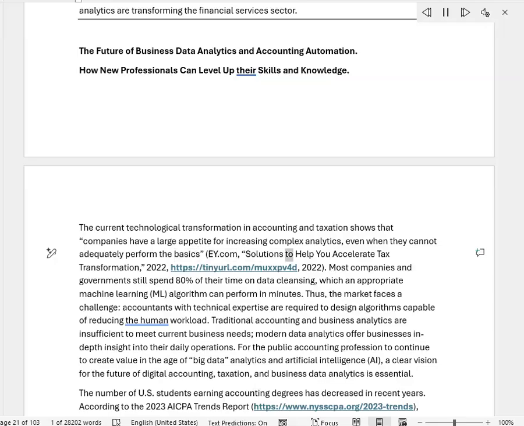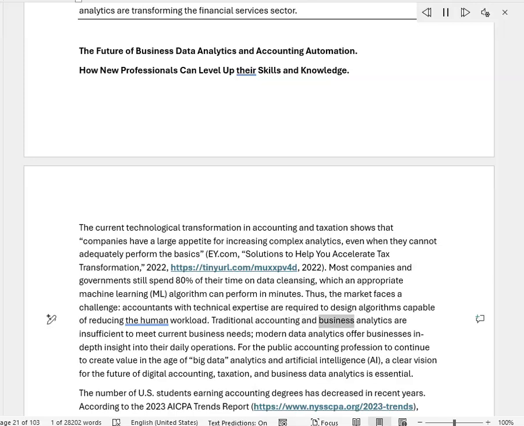EY.com, Solutions to Help You Accelerate Tax Transformation, 2022. Most companies and governments still spend 80% of their time on data cleansing, which an appropriate machine learning, ML, algorithm can perform in minutes. Thus, the market faces a challenge. Accountants with technical expertise are required to design algorithms capable of reducing the human workload.